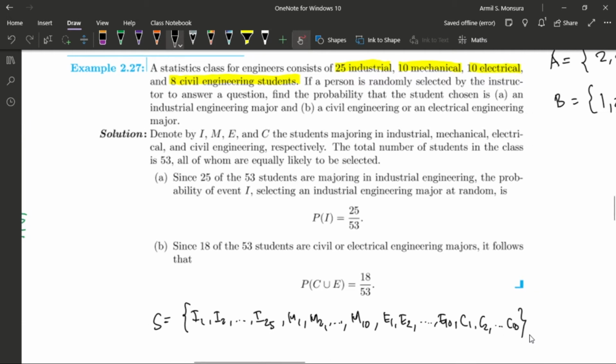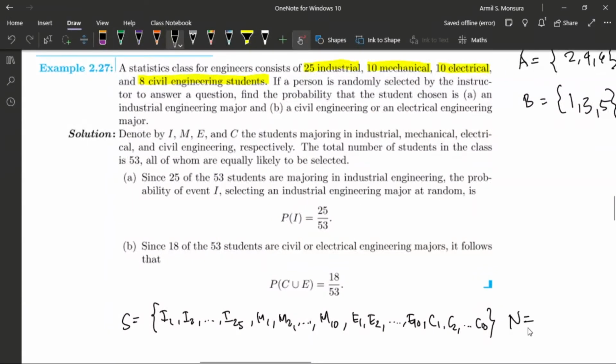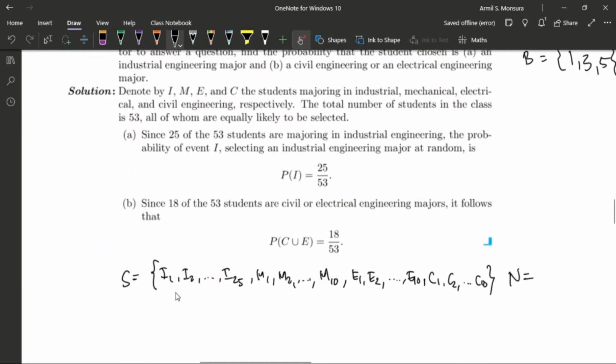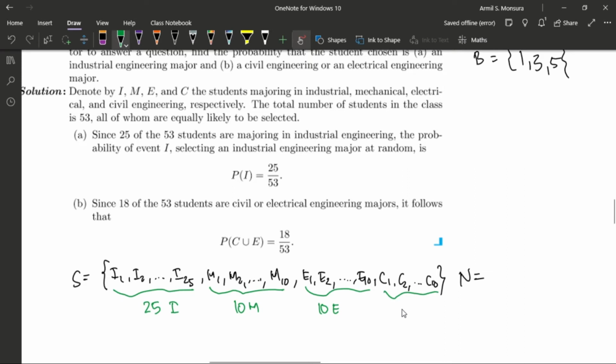Now, take note again that the number of elements in your sample space is, since you have 25 industrial engineering students, 10 mechanical engineering students, 10 electrical engineering students, and 8 civil engineering students, your N, or the number of elements, is 25 plus 10 plus 10 plus 8. That should give us 53 as the number of your elements.